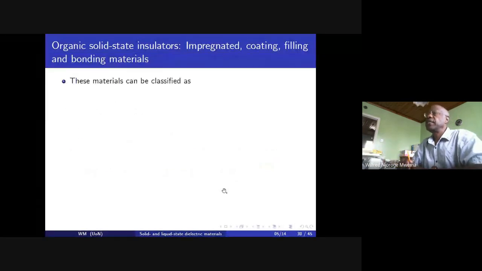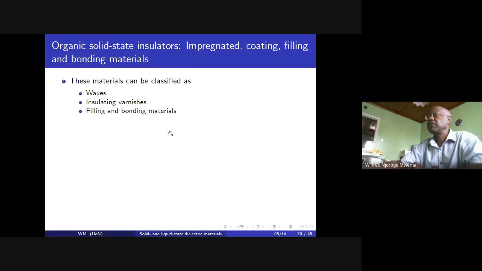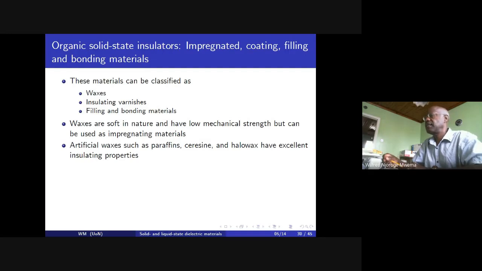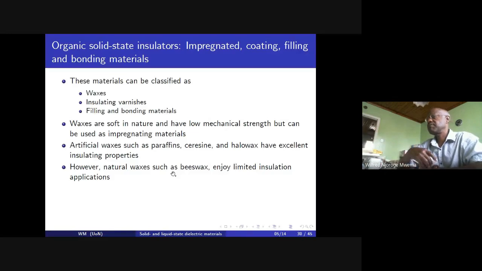So impregnated coating or the filling of the bonding materials, this can be classified as waxes. You can have insulating varnishes, the filling and bonding materials. And waxes are soft in nature and have low mechanical strength. Remember that waxes are small, like the beeswax and the likes, or paraffin wax, and low mechanical strength, but can be used as impregnating materials for other dielectric materials. So artificial waxes such as paraffin, cerasite, and halo wax will have excellent insulating properties. However, the natural waxes such as beeswax will enjoy limited insulation applications.